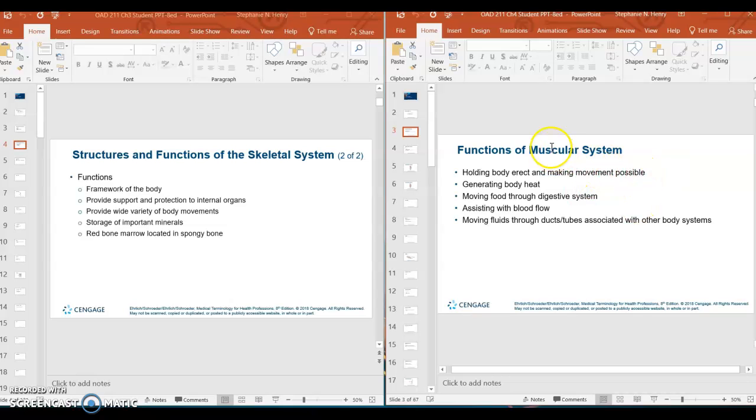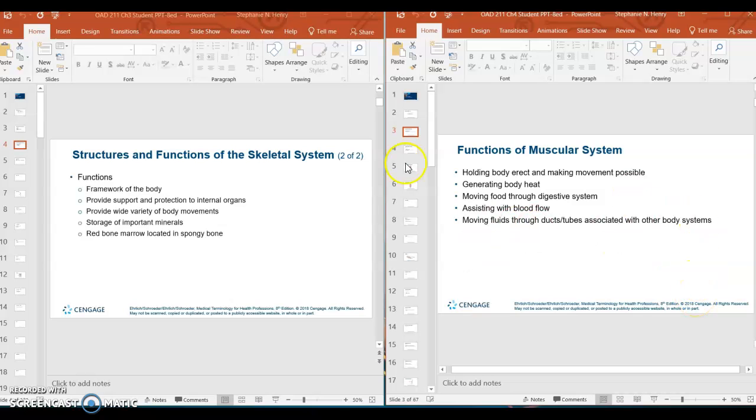Other things other than movement that the muscular system does, it helps you to generate body heat. For those of you who exercise, you know that. The movements that you do create body heat, which turns into sweat at times. Also, moving the food through your digestive system, your muscles help to make that action happen because they have to work to squeeze and push and pull things into the different areas that they need to be in. This also assists with blood flow and the movement of other fluids throughout your body.